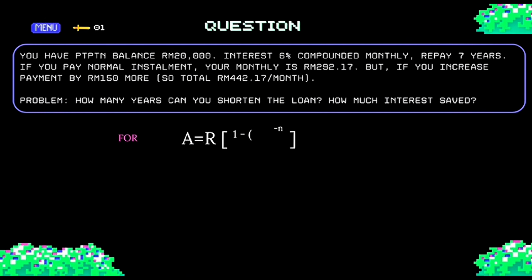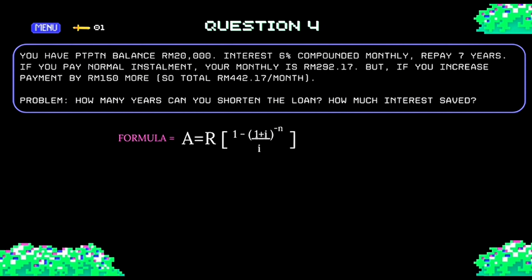1,542.20. Now, if you increase your monthly payment by 150 ringgit, the new payment becomes 292.17 plus 150 equals 442.17. We want to calculate how many months it will take to finish the loan with this new payment. Now, I'll do it step by step using the Annuity formula.